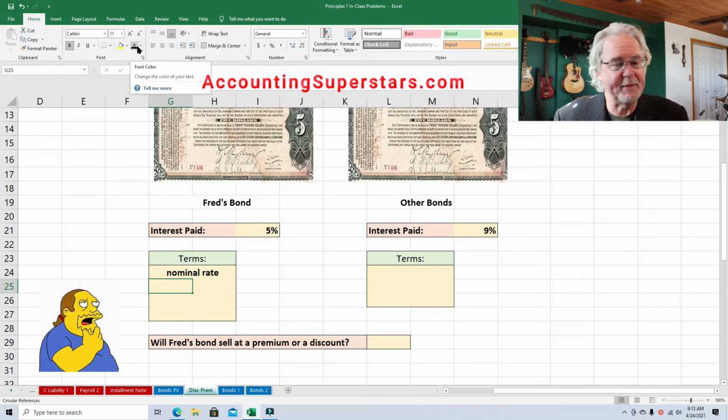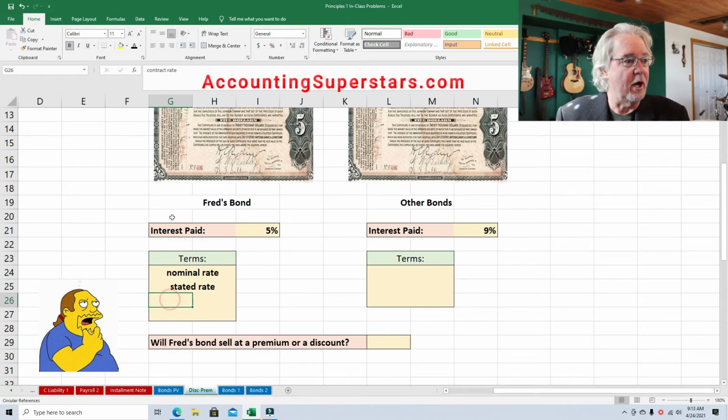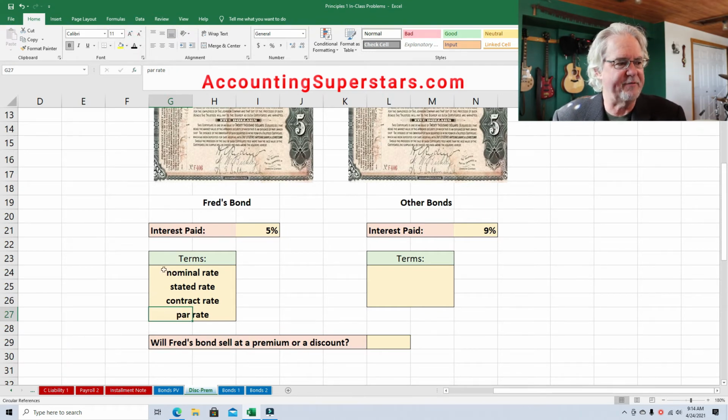Or there's another term that means the exact same thing, the stated rate. And why stated rate? Well, it's stated on the bond. That's how it gets its name. Also, I've heard terms like the contract rate. And a bond is a contract, so this 5% is part of the contract. And lastly, a term that I don't hear very often, I've only seen it a couple of times, called par rate. But the point is that there are 4 different words and they all mean the exact same thing.